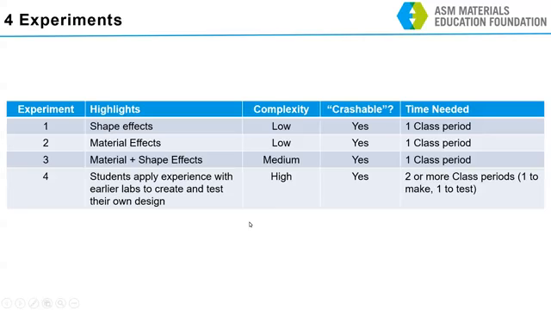All of these are going to be crashable because if you show the crash test videos, your students will want to crash things. The third experiment combines material and shape effects, kind of like what we do in real engineering to minimize weight. We turn all of the knobs we can get our hands on, right, to try to get the minimum weight. And in the fourth one, we're trying to give students a chance to experience the creativity of engineering and come up with their own beam design based on their experience with the prior experiments. That one is going to take at least 2 class periods, 1 to make and 1 to break.